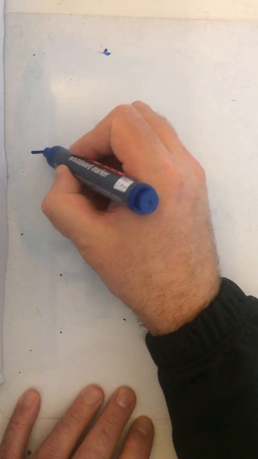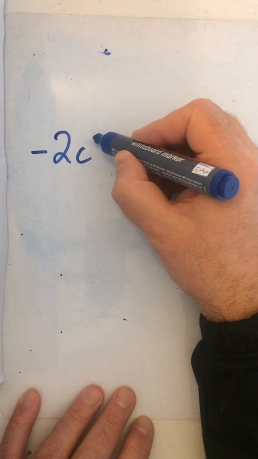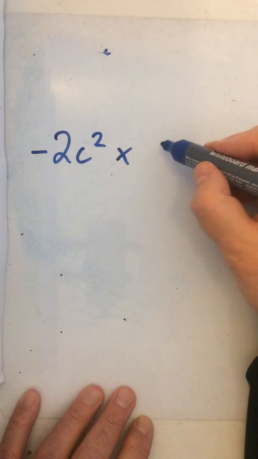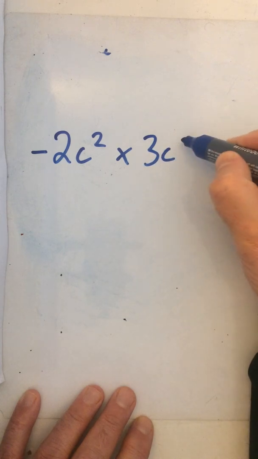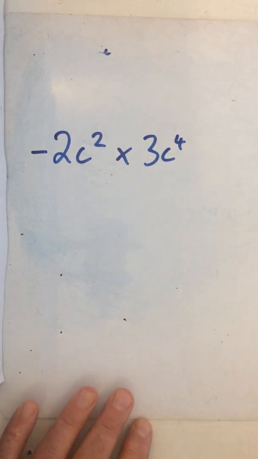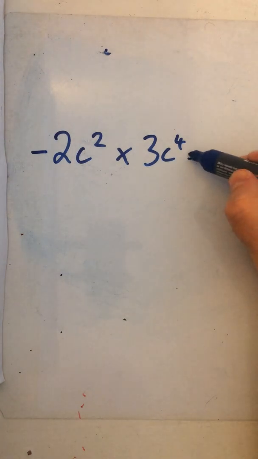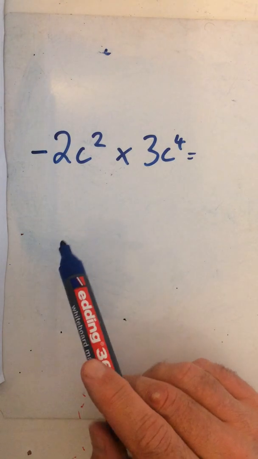Let's do one: minus 2c to the power of 2 times 3c to the power of 4. Have a little think. What do you think the answer to that one is? In your head, see if we can work out an answer to that one. Remember what we know about negative numbers.